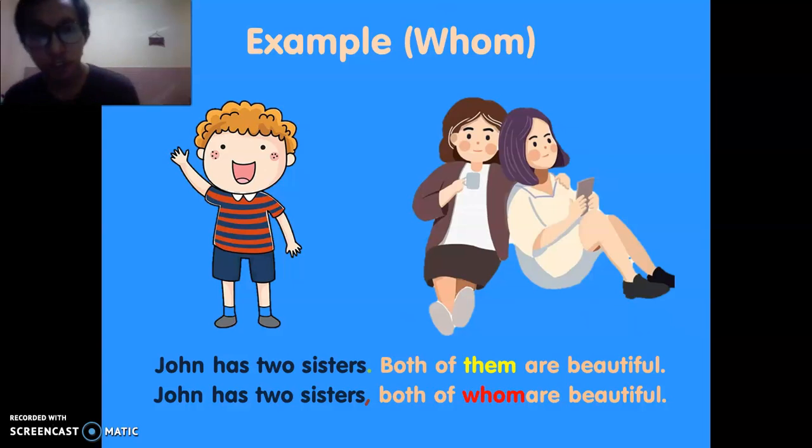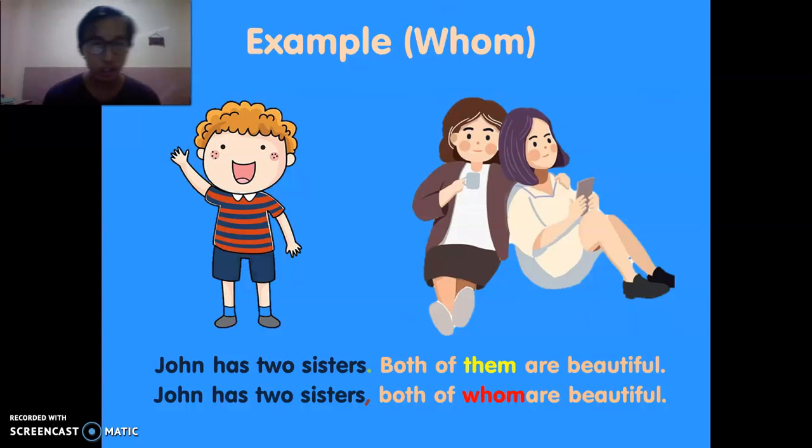So here it is. The example of whom for the people. So as I've said before, we've got two sentences in adjective clauses with the expressions of quantity. So the first sentence is John has two sisters, and then the second sentence is both of them are beautiful. Them here is the pronoun. Alright? And then how to make this into one full sentence? So here it is.